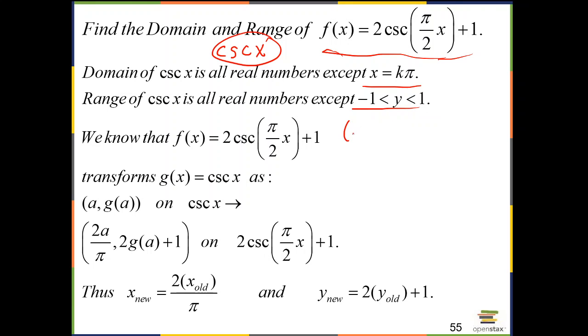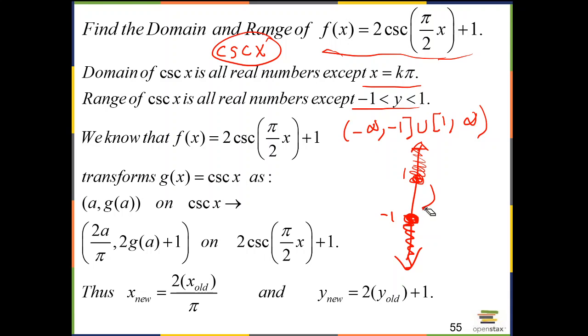Remember, we said the range is from negative infinity to -1, union 1 to infinity. So if we put this on the number line, not the x number line, but the y number line, like this, here is 1 and here is -1. We do -1 and 1, and all the numbers on the top and all the numbers at the bottom. So what is left that we don't want? So you can say all real numbers except when y is between -1 and 1, right? So two ways to write the range.